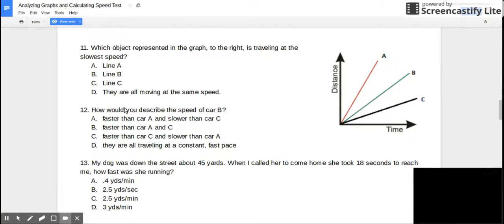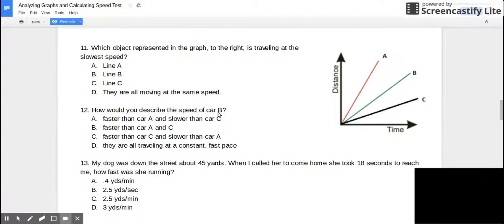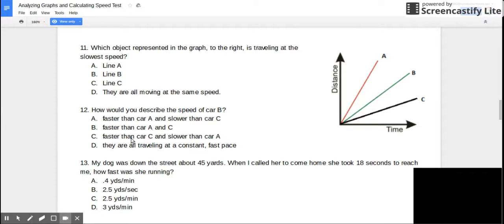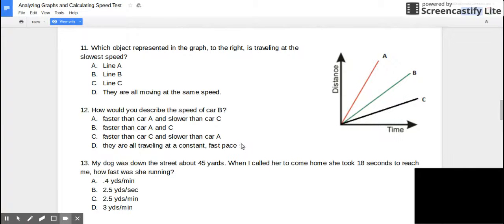Number 12, how would you describe the speed of car B? Is it faster than car A and slower than car C? Or is it faster than car A and C? Or is it faster than car C and slower than car A? Or are they all traveling at a constant, fast pace?